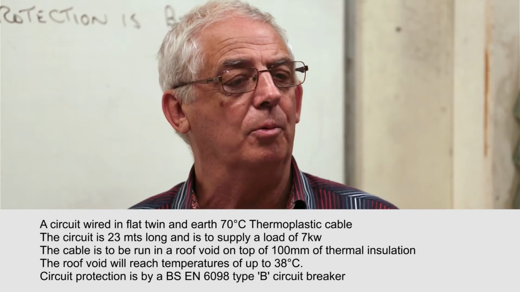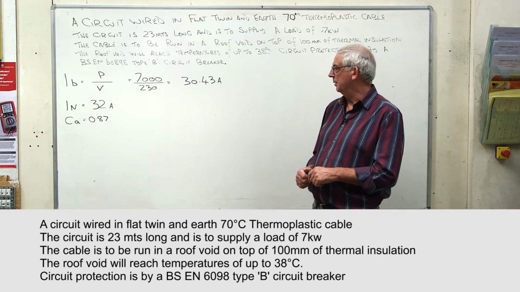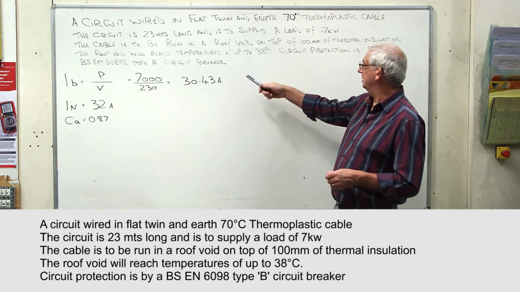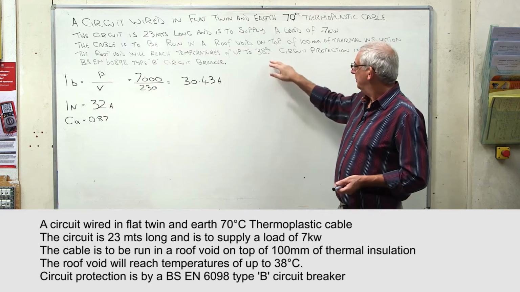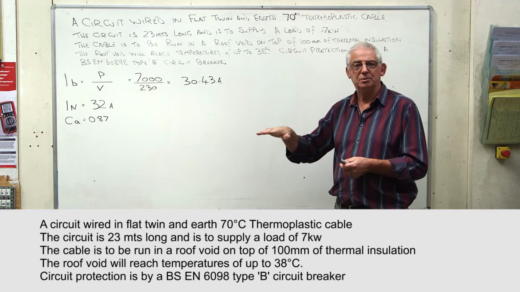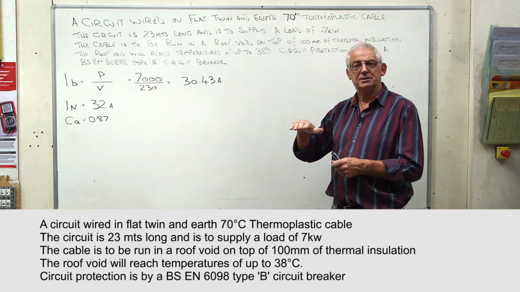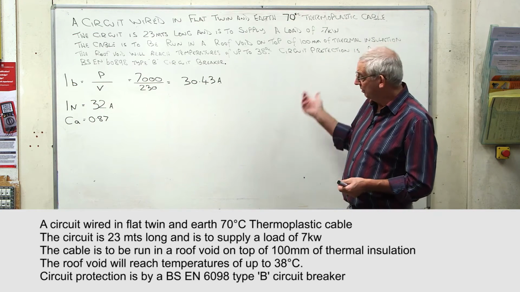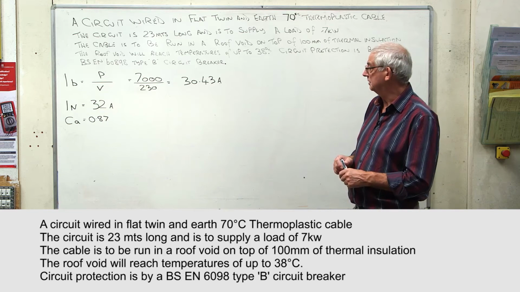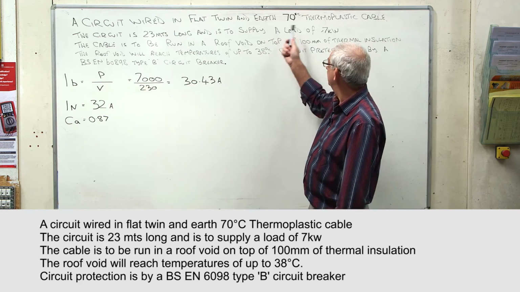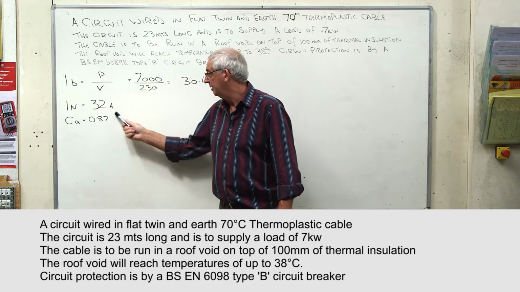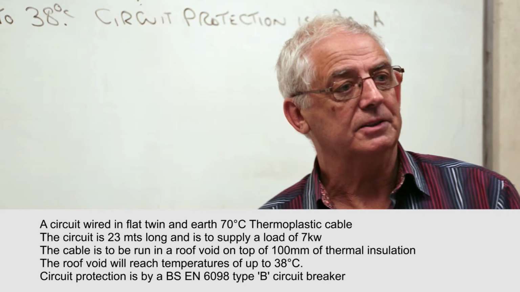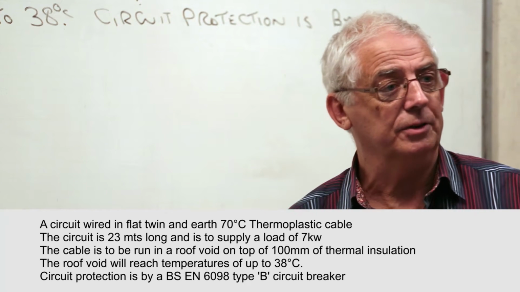If we look at table 4B1, we can see that it goes up in increments of 5 degrees. Obviously it goes 30, 35, 40. Because it's 38, it's no good me installing it at 35 degrees, so I need to take a value which is higher, but as close as possible. I look in table 4B1 of BS 7671, and you can see that for a 70-degree cable, I have a factor of 0.87.